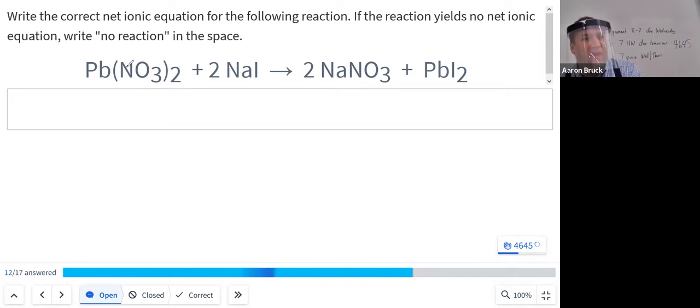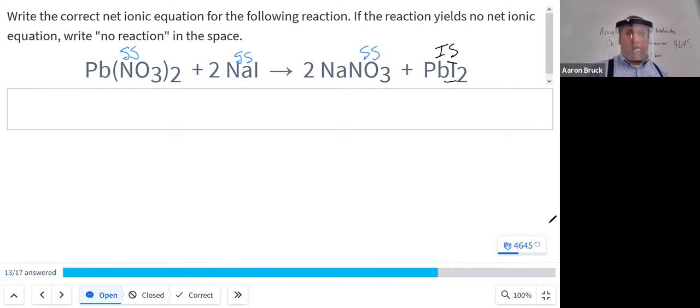So you should have been able to identify the nitrate here makes this soluble. The sodium here makes this one soluble. The sodium and the nitrate in this one make it soluble. Once we identify that this is PbI2, we should be able to identify also that this is an insoluble solid. Iodides follow the same rule as chlorides. The Merle's rule: mercury, lead, and silver. So from that perspective, this is my insoluble solid.